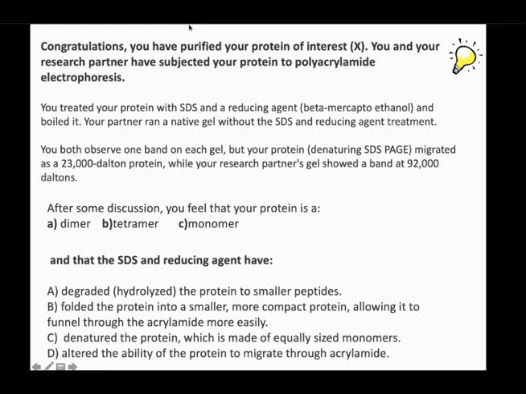So if you're clear with this, the next question will be super easy for you. You can either copy it in your notes, but try to solve this. Congratulations, you have purified your protein X. You and your research partner have subjected your protein to polyacrylamide gel electrophoresis, which is basically what we covered. You treat the protein with SDS and mercaptoethanol, which is another reducing agent, and you boil it. You add heat, right? And your partner runs a native gel without the SDS and without any reducing agent.